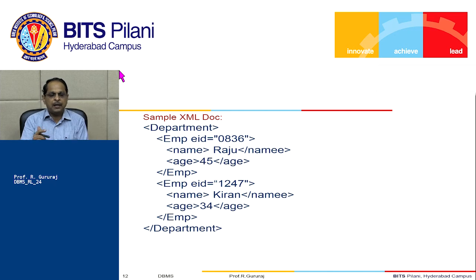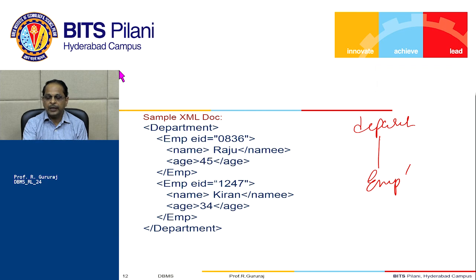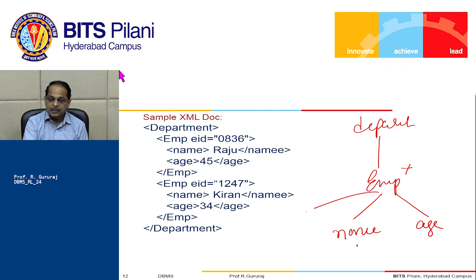Now let us have a look at this sample document. Department is the root element, and it contains employee elements, one or more employee elements. Each employee element contains name, and it also contains age, wherein name is a string, and employee also contains an ID called EID, of type ID, and age is of type numeric value, and this is string, and this is ID, which is unique.